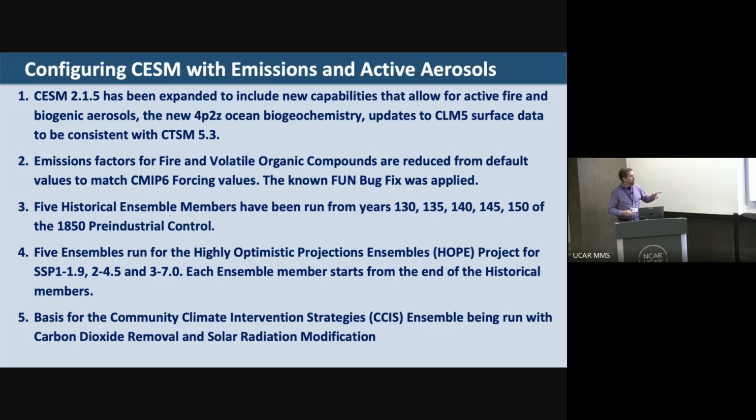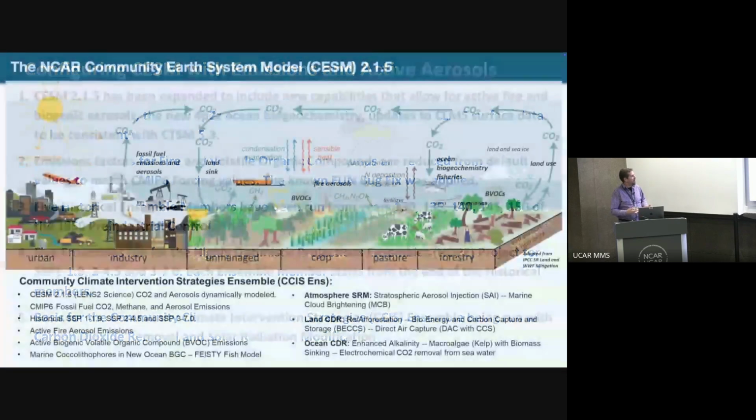We're also using the same framework for the Community Climate Intervention Strategies project, which is exploring carbon dioxide removal and solar radiation modification. One of the nice things about the HOPE ensemble was it allowed us to explore the model in the CMIP space to see how effectively we could reproduce the model.